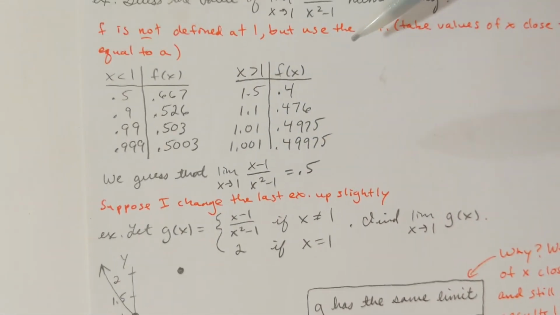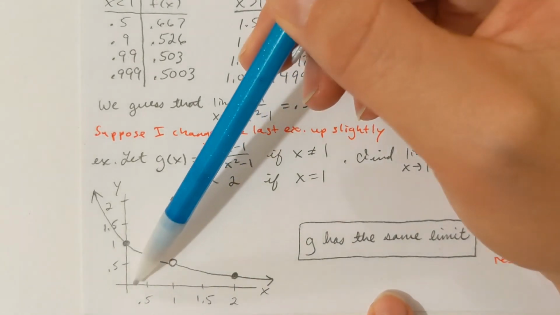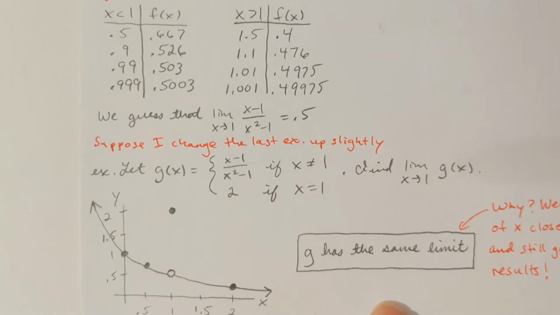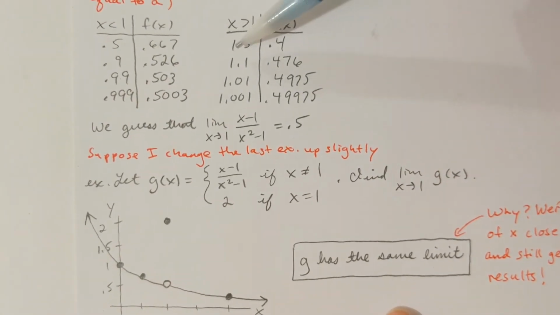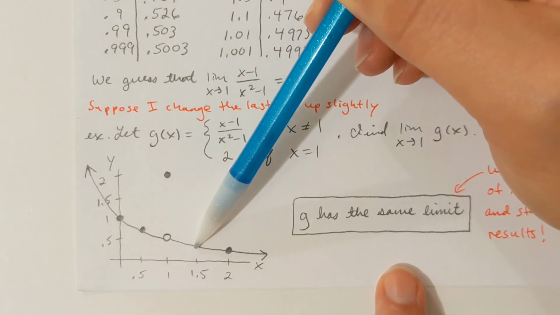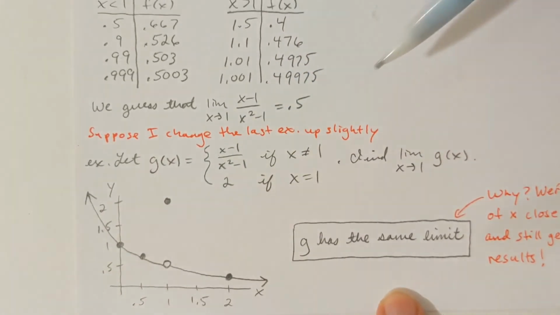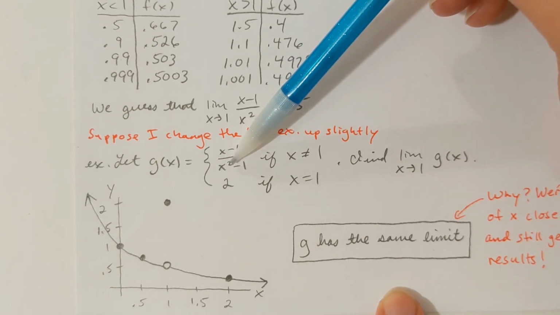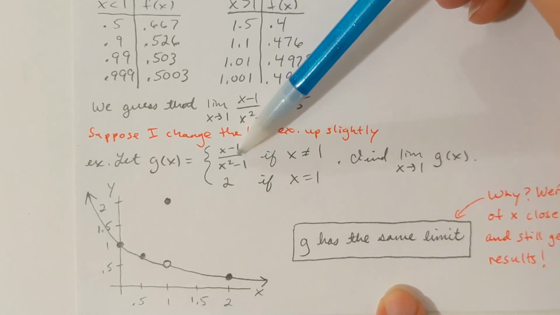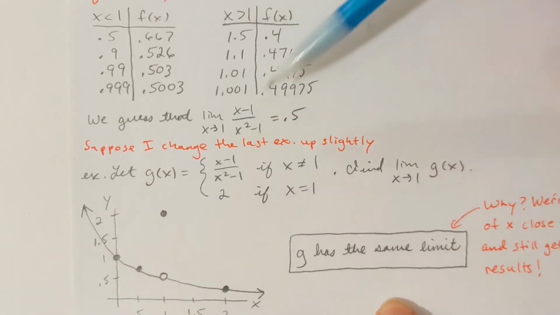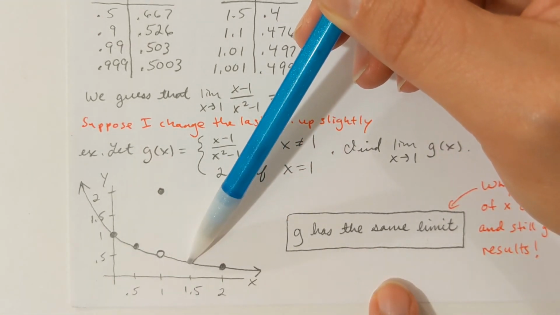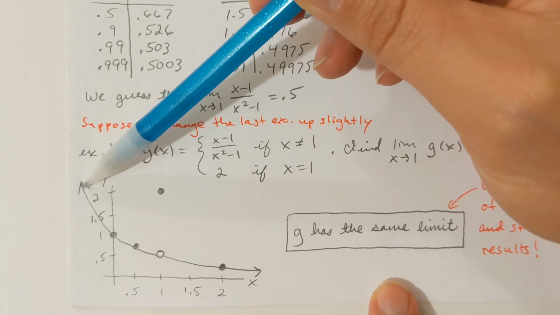If x is 0, negative 1 over negative 1 is 1, right? So here's 0, 1 on the graph. If x is, here's 1.5. Okay, the y value is 0.4. Well, that'd be about right there, right? If x is 2, 2 minus 1 is 1, and I'm dividing by 3. 1/3 would be the output. 1/3, of course, is less than 0.4, so this point would be lower than the one over here. And I would begin drawing this curve.